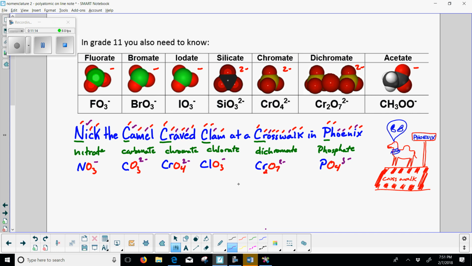So again, the pattern was this. The number of consonants is equal to the number of oxygens, and the number of vowels equals the charge number. And they're all negative. So don't depend on this. You should really be memorizing these, but if you're stuck, you're in a pinch, you can quickly write this down and help you figure out the polyatomic that you might be forgetting.